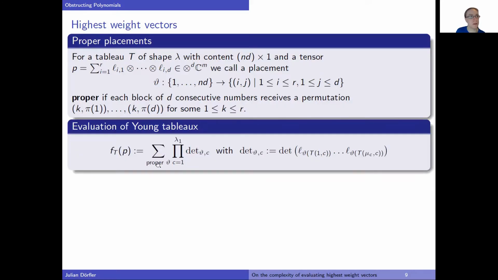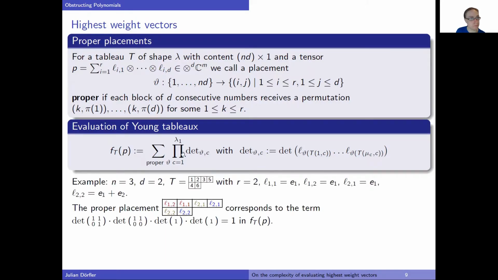And then to evaluate them, we take the sum over all of these possible proper placements and take a column-wise determinant. So how does this work? We take our example from the last slide here again, our tableau. We look at E1 tensor E1 plus E1 tensor E1 plus E2.